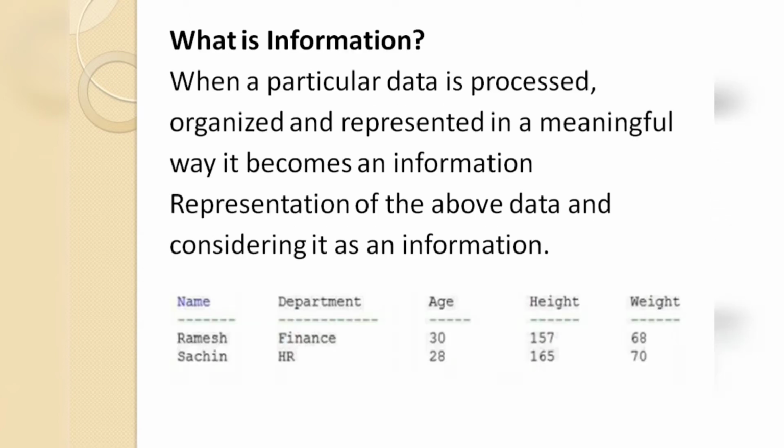But then comes information. When particular data is processed, organized, and represented in a meaningful way, it becomes information. Here I'm representing the above data as information, where it is specified what the name is, the department of that particular colleague, and the age, height and weight of that person. Here it is more convenient for a user to read, more friendly, and more visible for you to think and to justify the things mentioned in the table.